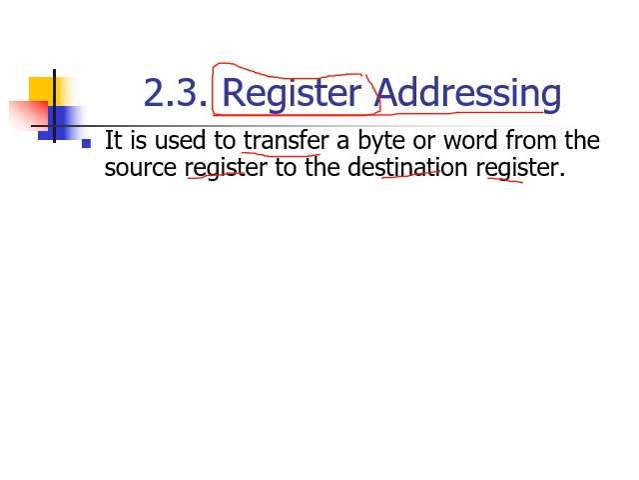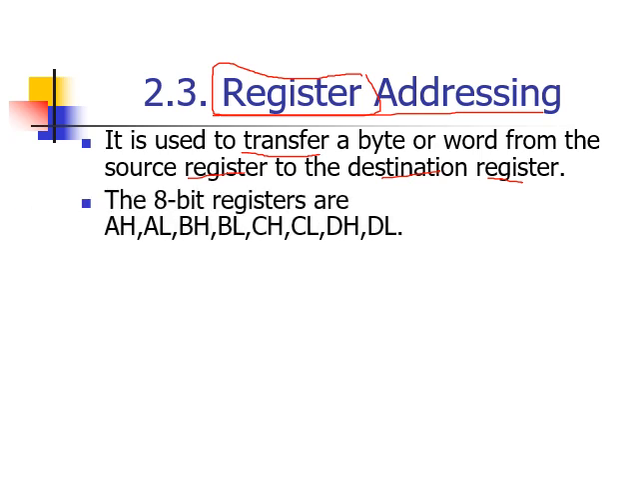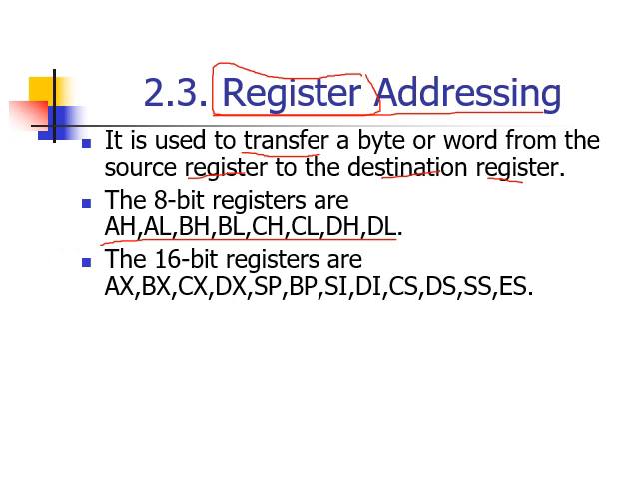It takes the data from a register, byte or word, as a source, and places it in a register, byte or word, as a destination. And we have 8-bit registers named as such, and the 16-bit registers inside your 8086, 8088 processors are listed here.